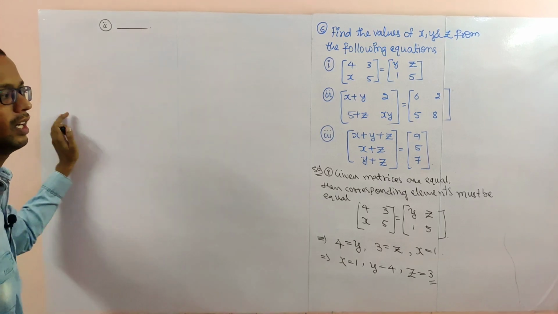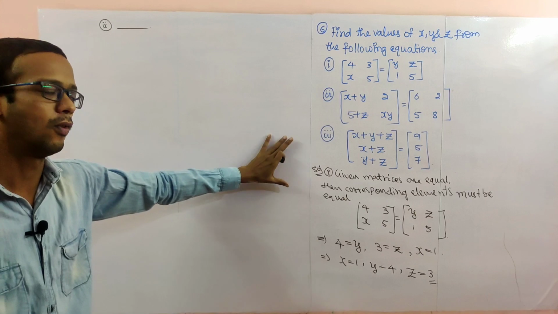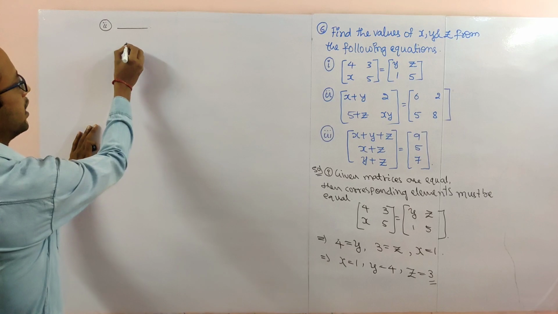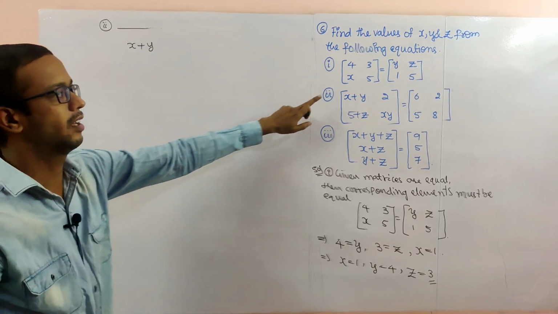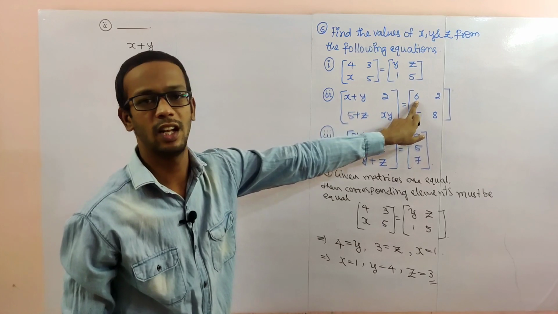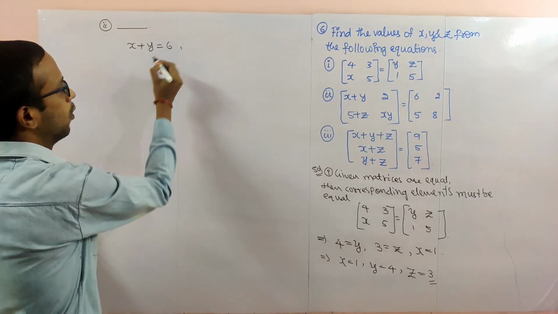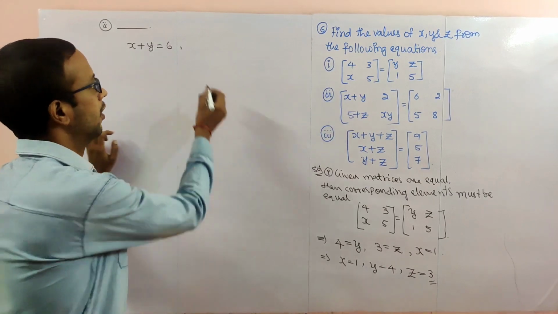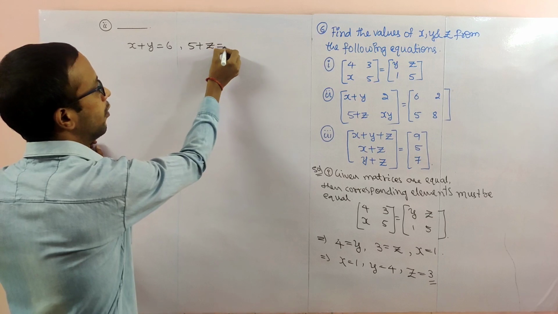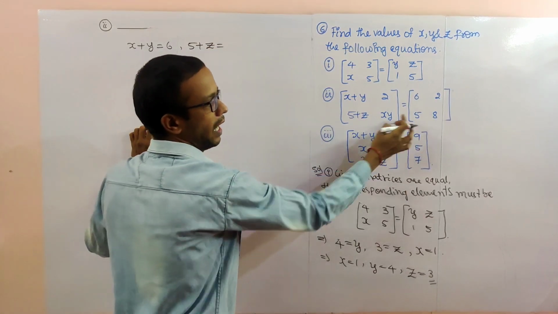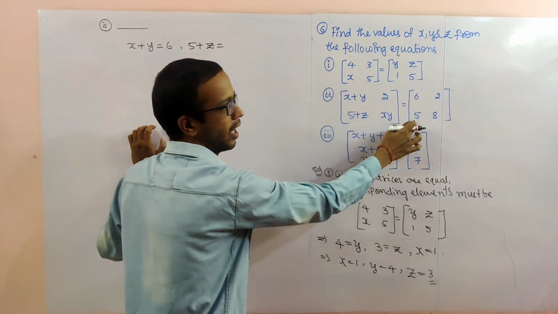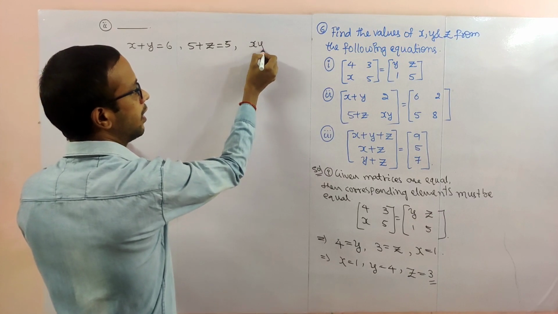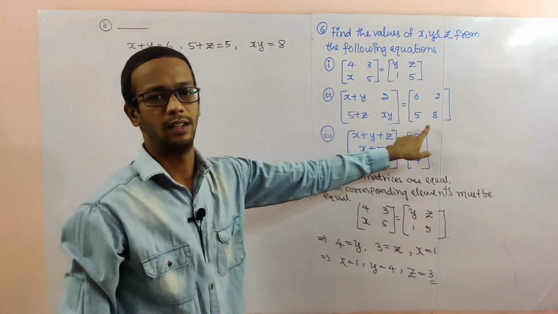Same condition we have to write. Given matrices are equal, therefore the corresponding elements must be equal. So here, what are the corresponding elements? x plus y: this side, first row first element is 6. x plus y is equal to 6. Next, 2 is equal to 2, no need to write, we know already. Next, 5 plus z is equal to 5, second row first column is 5. Next, xy is equal to 8. Right?